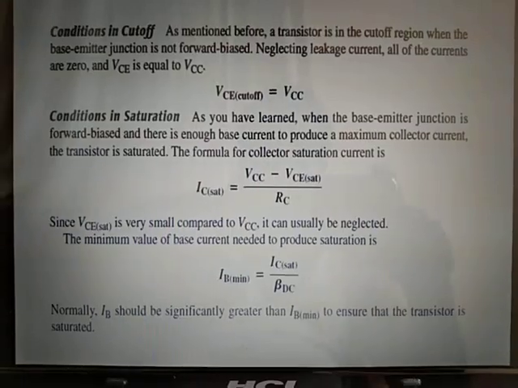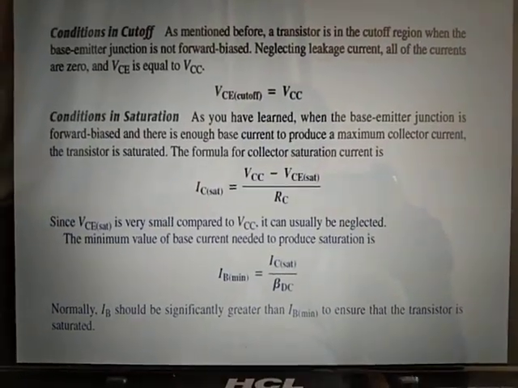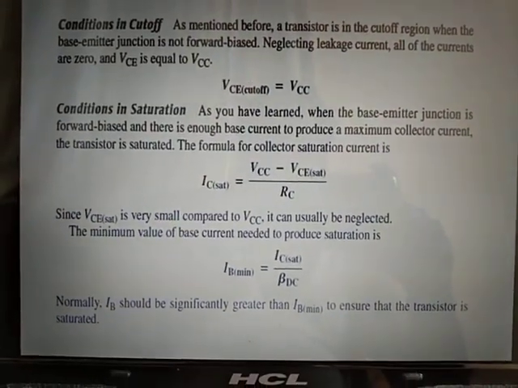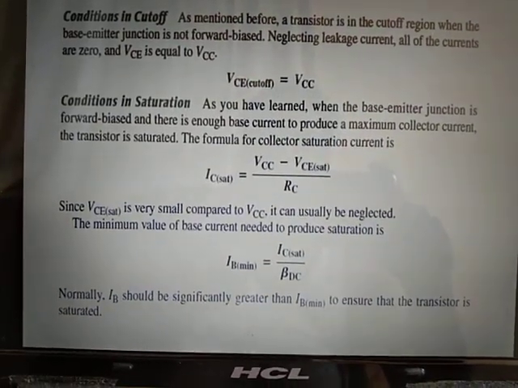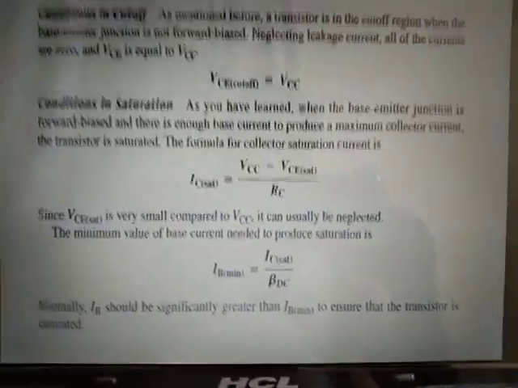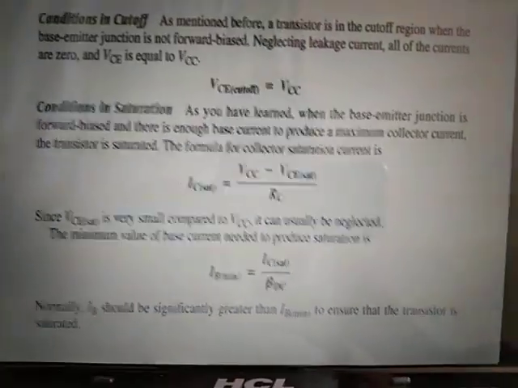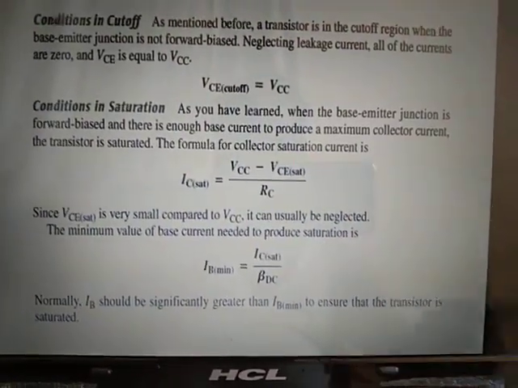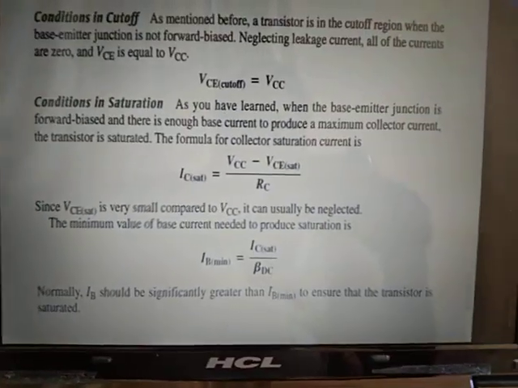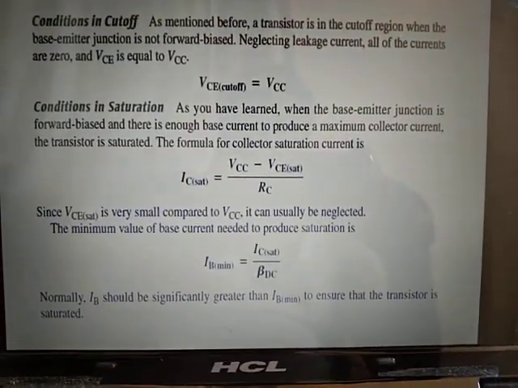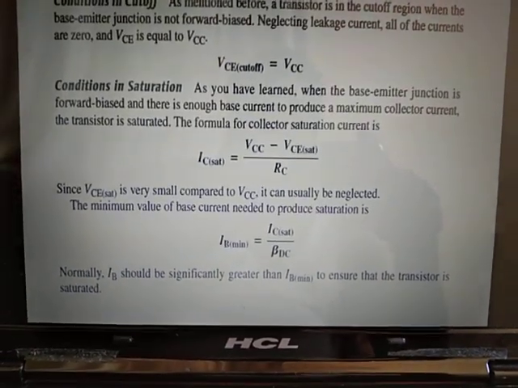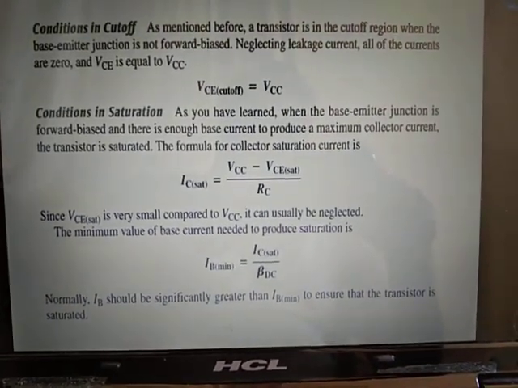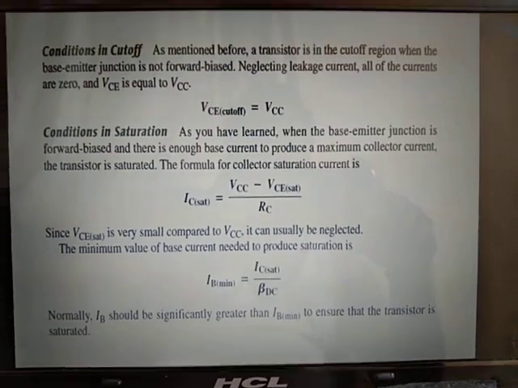Next, the condition is saturation, meaning closed. When the base emitter junction is forward biased, there is enough base current to produce maximum collector current. The transistor is saturated. The formula for the collector current is IC is equal to Vcc minus Vc divided by Rc. Therefore, the minimum value of the base current needed to produce saturation is Ib is equal to Ic divided by beta dc. Ib should be significantly greater than this to ensure that the transistor is saturated.